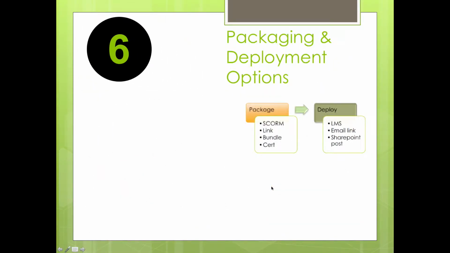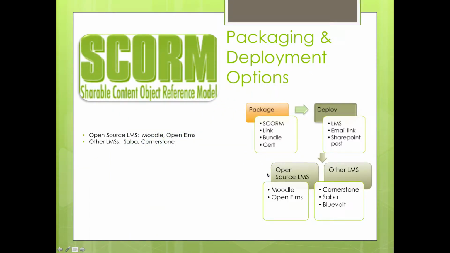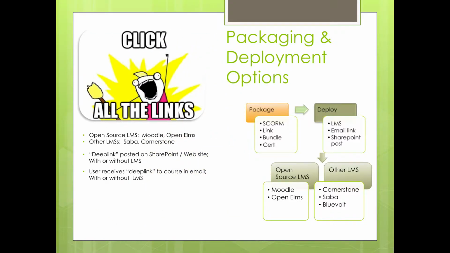So let's talk about packaging and deployment options. So first off, you could SCORM it. That's the most popular, and that SCORM package can have content with a quiz, including pass-fail data. It can use branching, complex quizzing, or you can deploy a course without an LMS via email or link posting. We call these deep links, and they are placed on a SharePoint site or sent in an email.